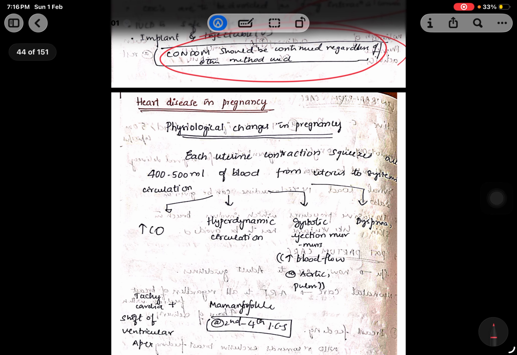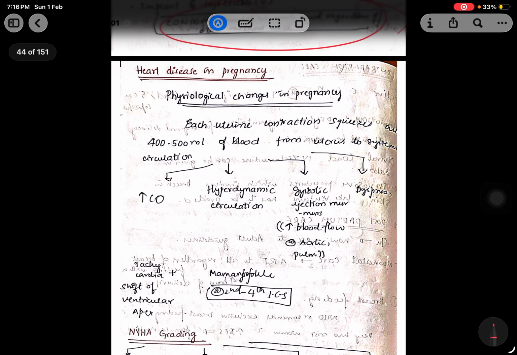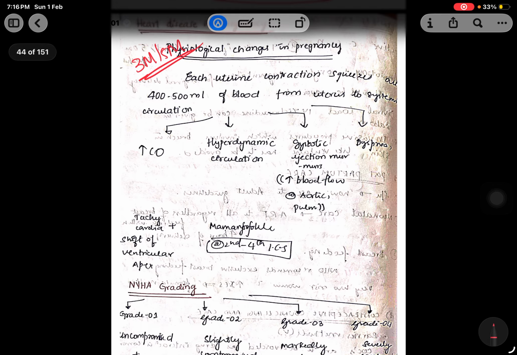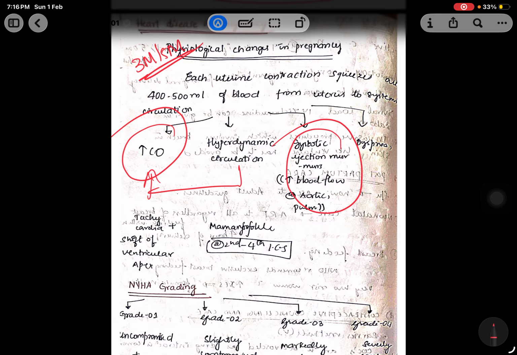Okay, then again heart diseases. What are the physiological changes? This independently can come as a 3 marker or 5 marker. These are the physiological changes. First remember hyperdynamic circulation, which in turn indicates increased cardiac output. Again, you might have an ejection systolic murmur, which is normal, and you might have a shift of the ventricular apex. And also you might have clinical features like dyspnea.